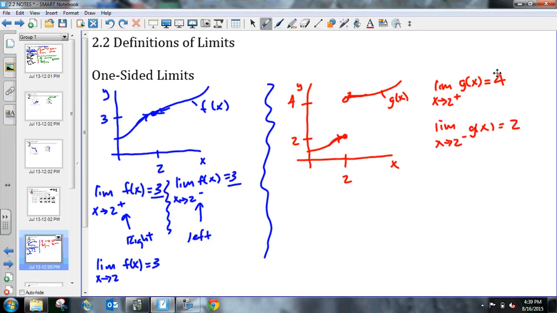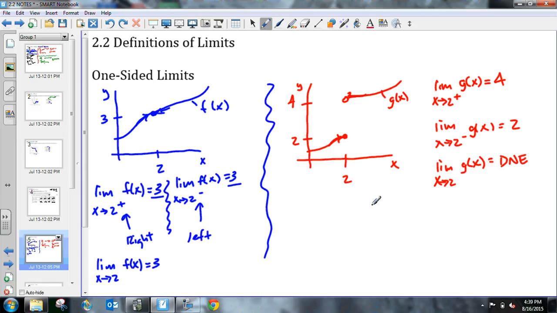So these two limits don't agree, okay? They're not approaching the same y value. So if I were to ask the question, what's the limit as x approaches 2, the two-sided limit, of g of x, because these don't agree, the two-sided limit does not exist. And we talked about that initially, but this is the formal definition. This is what I want to talk about.